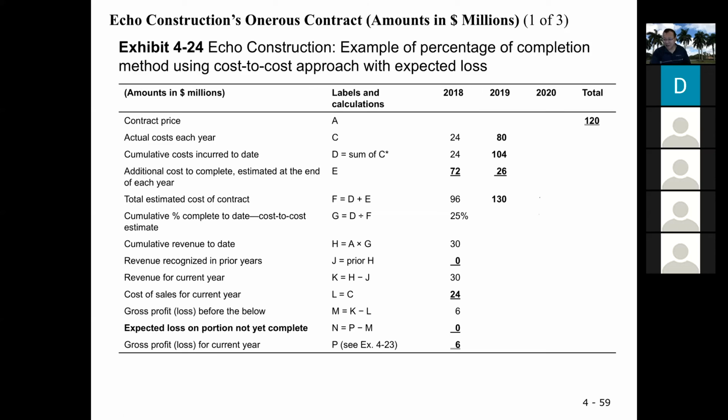At this time you know 130 is more than 120. This is the onerous contract. So now let's calculate the percentage of completion. What's my percentage of completion? Can anyone tell me how to calculate it?